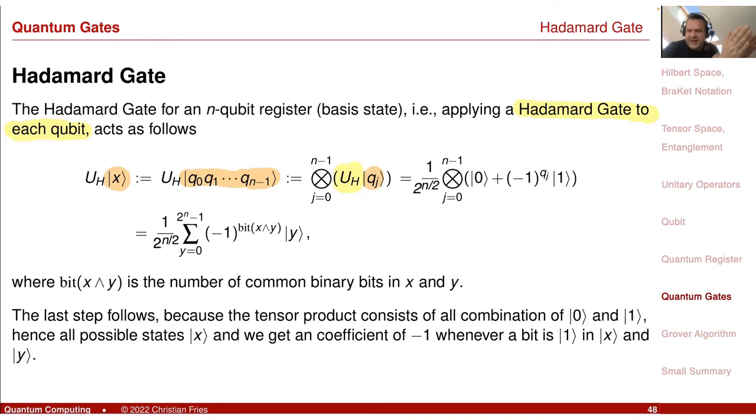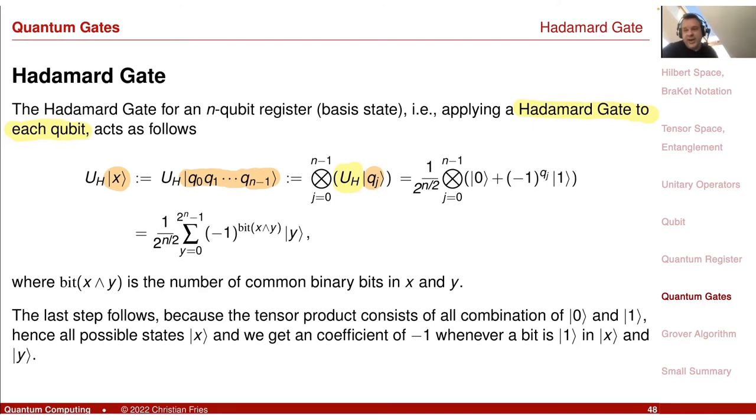So now I multiply this tensor product out. What I get is all possible combinations of 0 and 1 with a certain coefficient. How many combinations do we have? We have 2 to the power of n combinations. Okay, we have 0, 0, 0, 0, which has a coefficient of 1. We could also have 0, 0, 1, 0, 0, 1, which has a coefficient. Which coefficient does this have? It has a coefficient of minus 1 whenever the original input contributed a minus 1 and I'm looking at the corresponding bit.